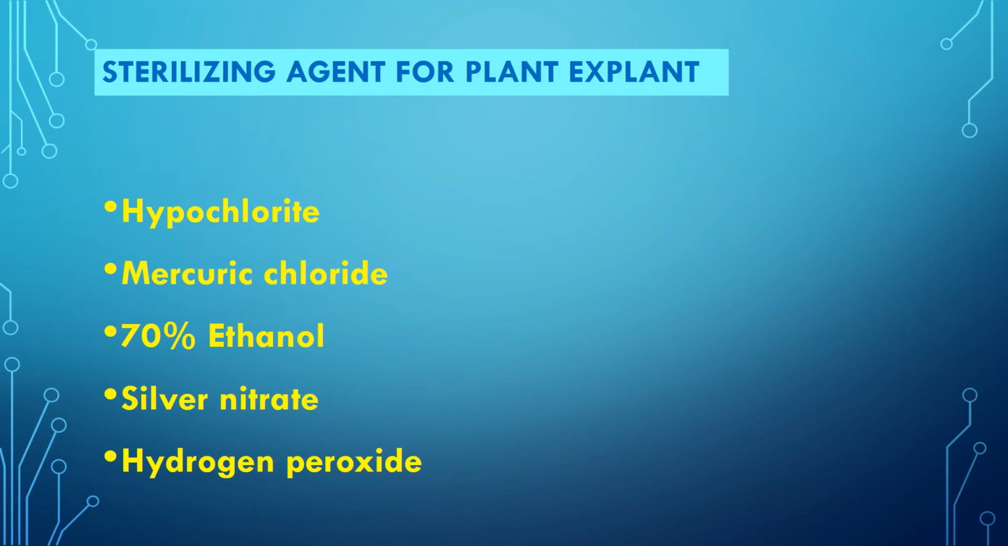The most commonly used surface sterilizing agents are hypochlorite, mercuric chloride, 70% ethanol, silver nitrate and hydrogen peroxide. It is also highly desirable to use a detergent before the surface sterilization to increase the wettability. The choice of the sterilization agent and its concentration depends upon the type of explant we use.